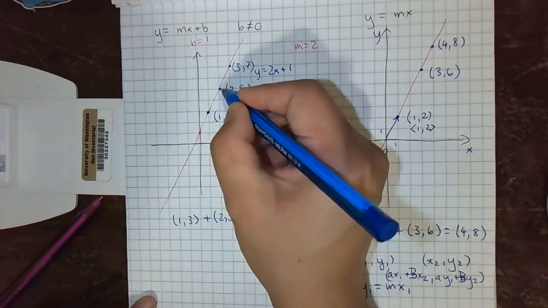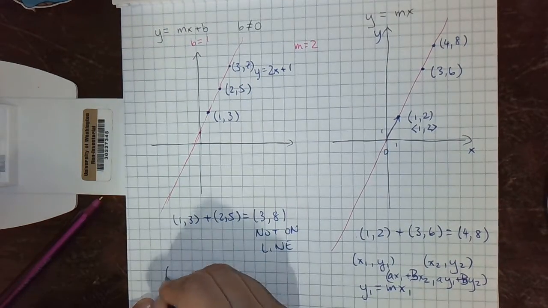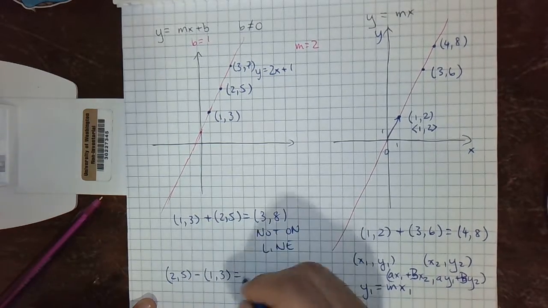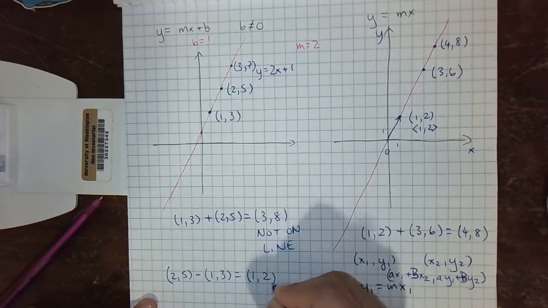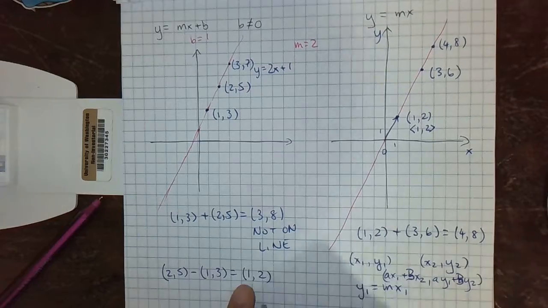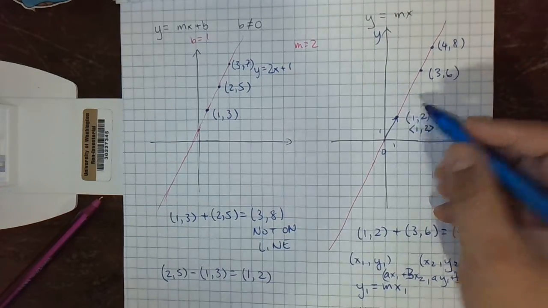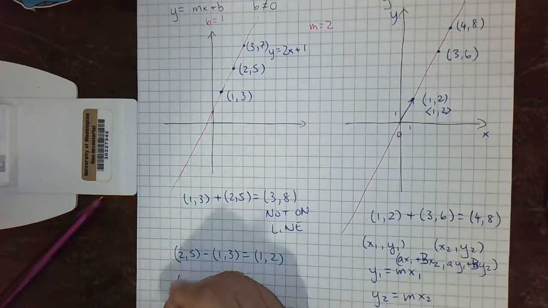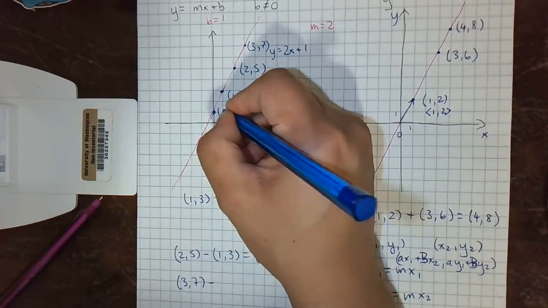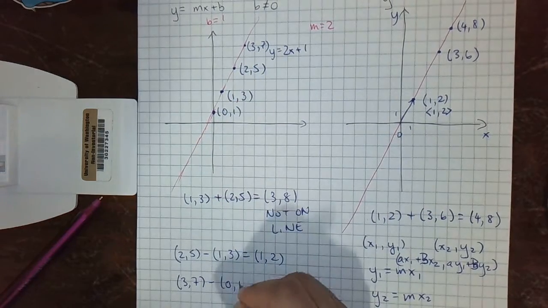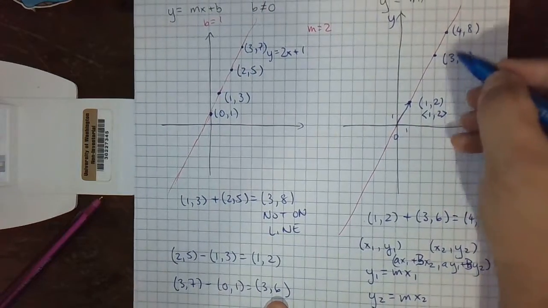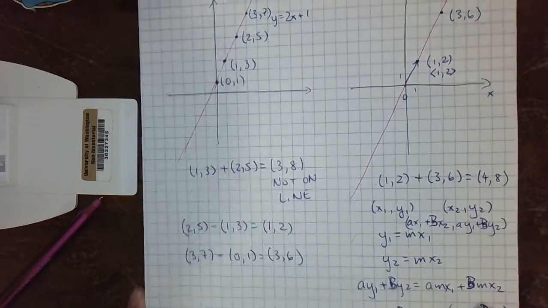But what we can do is if we subtract, let's say 2, comma 5 minus 1, comma 3, that's going to give me 1, comma 2. I'm just subtracting x coordinates, subtracting y coordinates. That is a point on this line. And that's going to be true for any pair of points on this line. If I take 3, comma 7 minus, let's take something different. This is the point 0, comma 1. Then I get 3, comma 6. That is a point on this line. And we can show that as well.